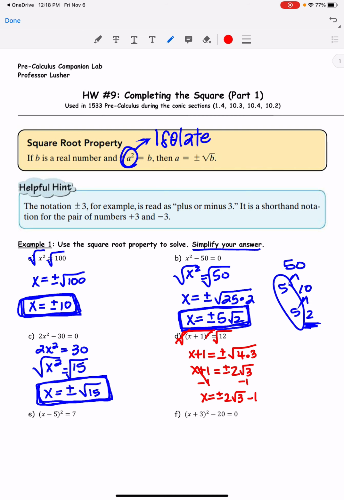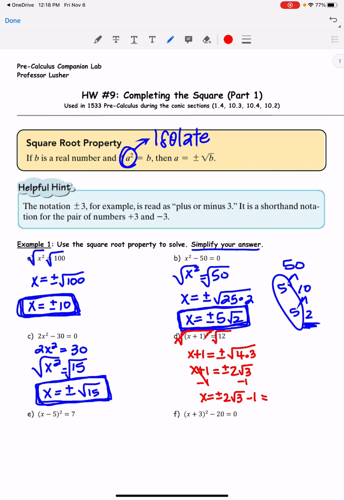I don't know why, but I prefer that plus or minus in the back. So I'm going to be writing all of my answers with the negative 1 and then plus or minus 2 square root 3. I don't know if I like that more because that's usually what your answers look like when you do the quadratic formula, but that just looks better in my head.